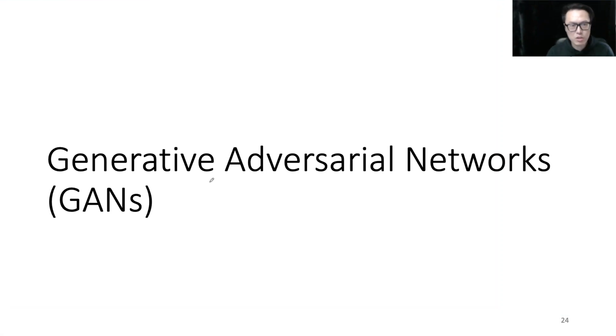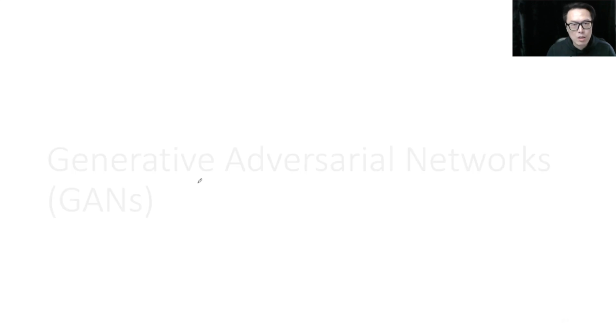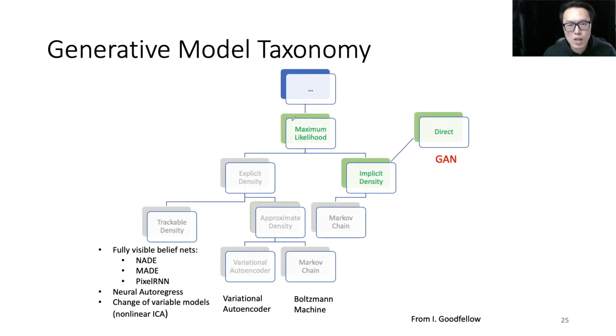In this section, we're going to look into the technical details about the GANs. So now we are at this point. That is, we are talking about the maximum likelihood method and using the implicit density function, so using the direct method. That is, we are going to learn the implicit density function. That is, we do not know the density function. We are using the GAN to learn this function.